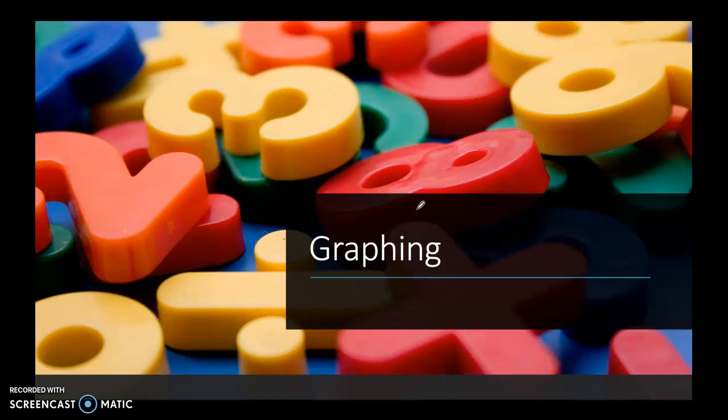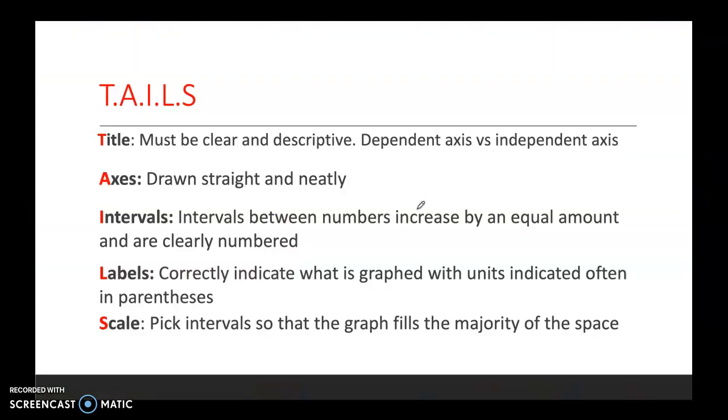All right, next we're going to talk about graphing. First off, when we talk about graphing, we're going to talk about TAILS. Each letter represents something. T represents the title. Your title must be scientific, clear, and concise. Now remember, we want to make sure it is scientific.